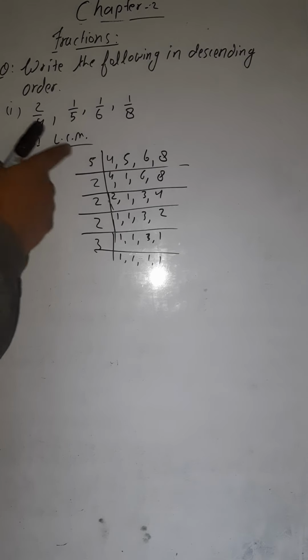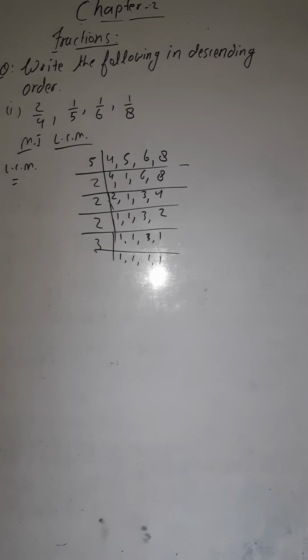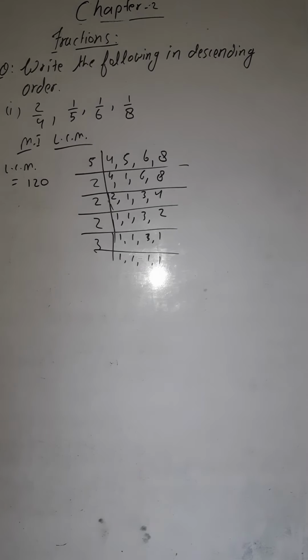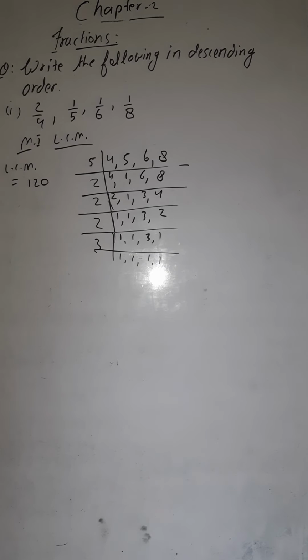Now let's multiply all these to find out the LCM. So the LCM would be equal to how much? Can you tell me the LCM? 5 multiplied by 2 multiplied by 2 multiplied by 2 multiplied by 3. 5 2s are 10, 10 2s are 20, 20 2s are 40, and 40 3s are 120. Correct.